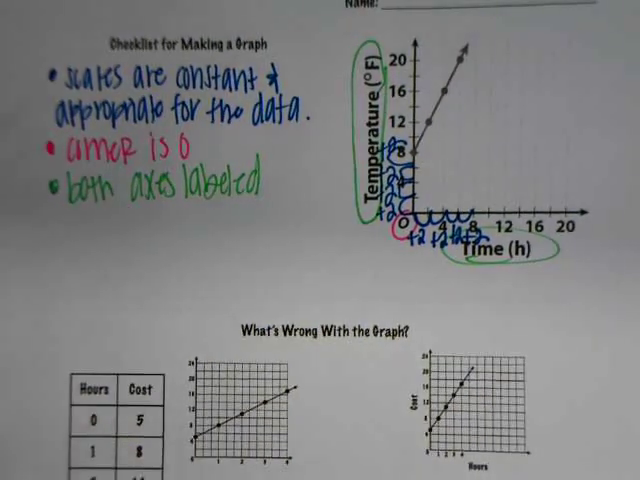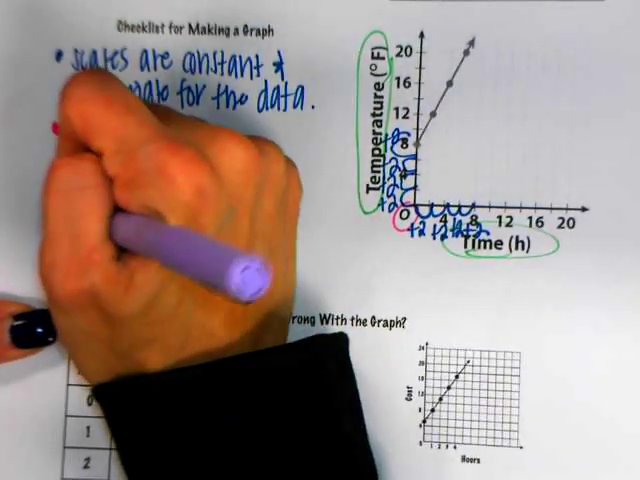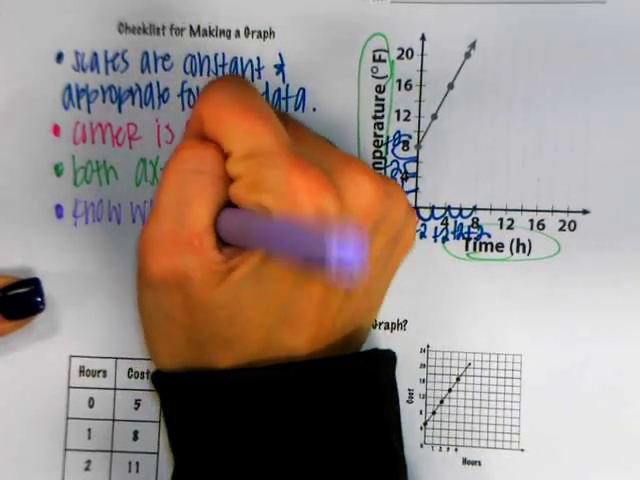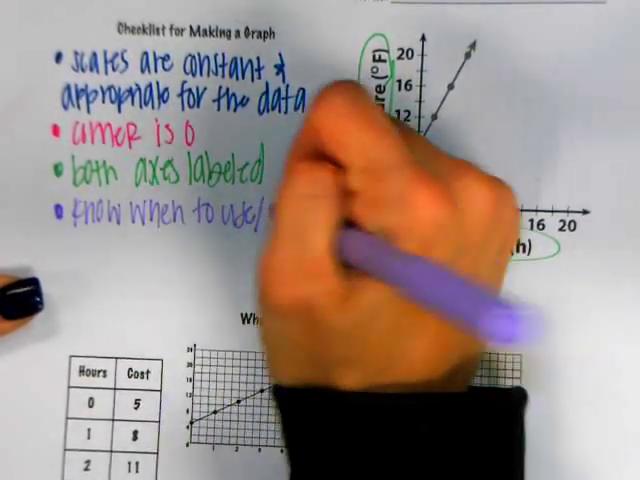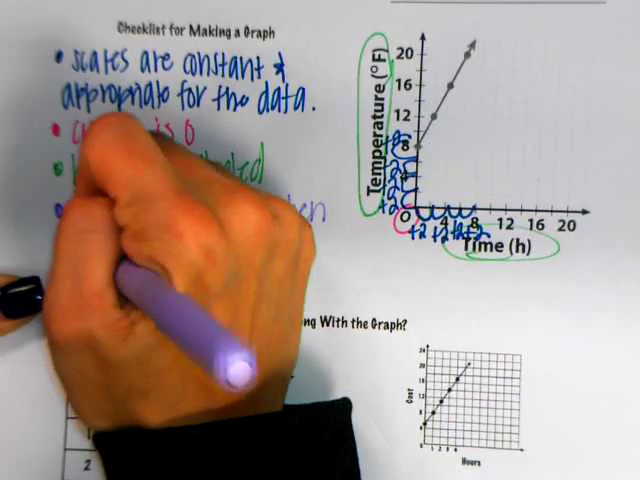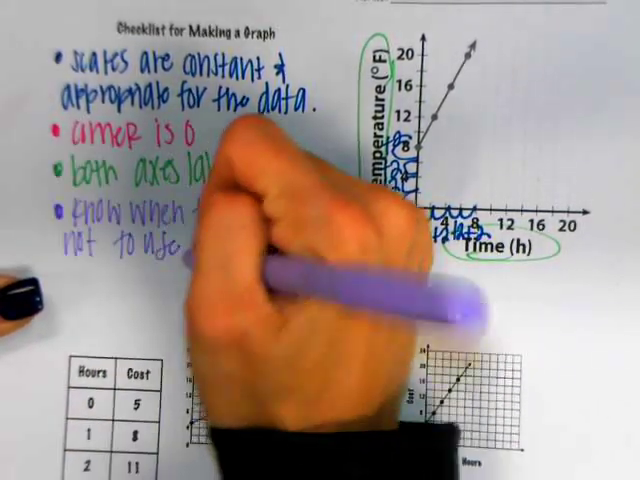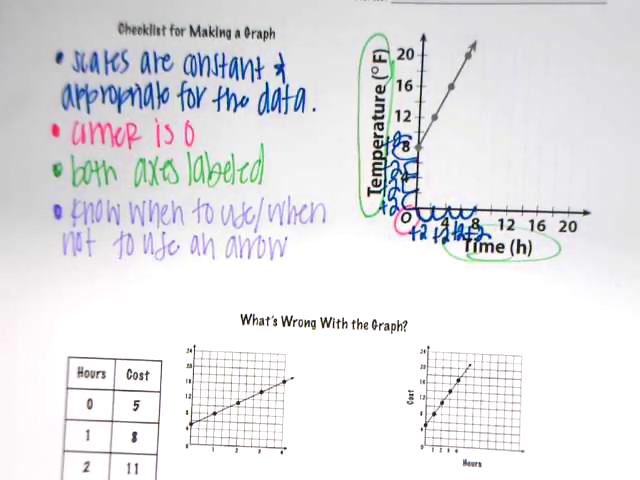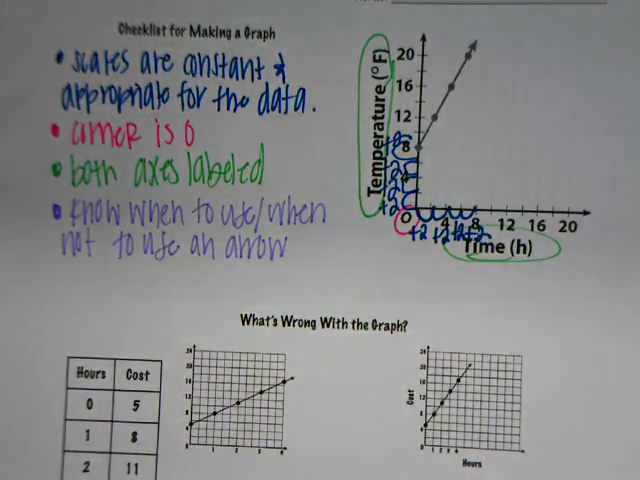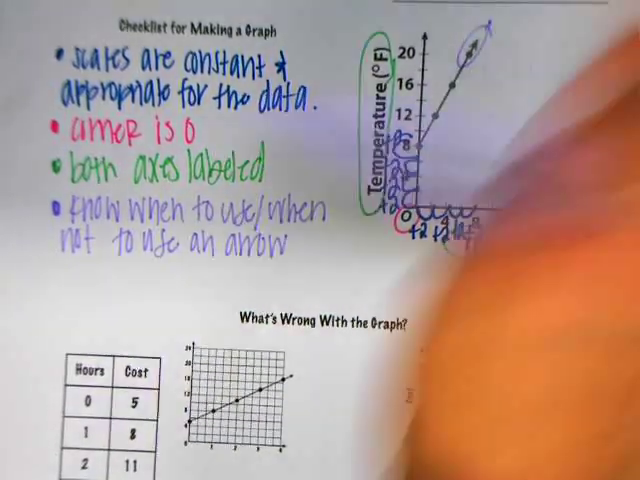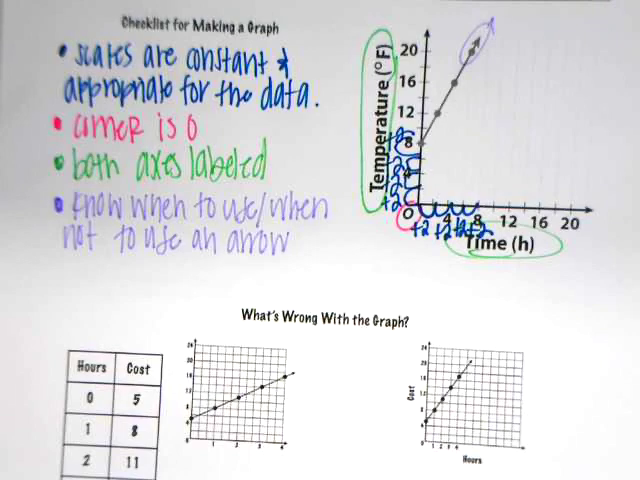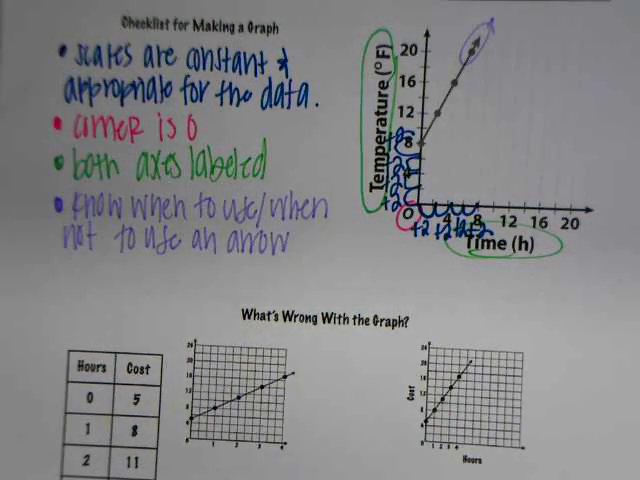And then the last thing is that you know when to use or not to use the line at the end. So know when to use or when not to use an arrow. In this case, we would use an arrow because time's going to keep going forever. The temperature's going to just kind of keep rising. So there's values that we're not able to put on our graph. That's why we need the arrow.